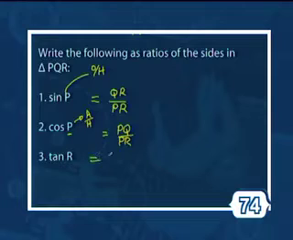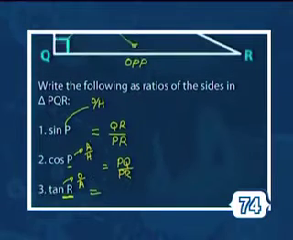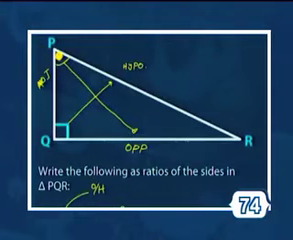And then in the last one, we now change the angle and we go to angle R. Here we would like tan of angle R. Remember that tan is opposite over adjacent. So we go to angle R, and from angle R, our adjacent and opposite sides are now going to be different.